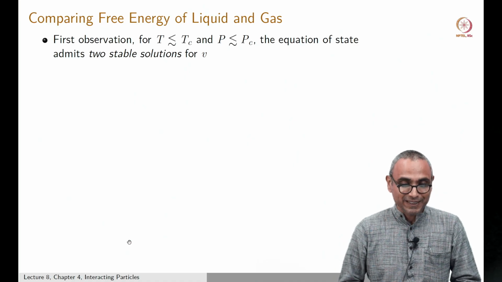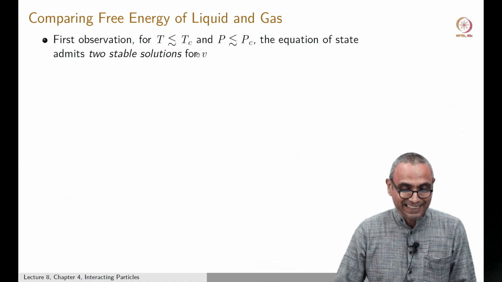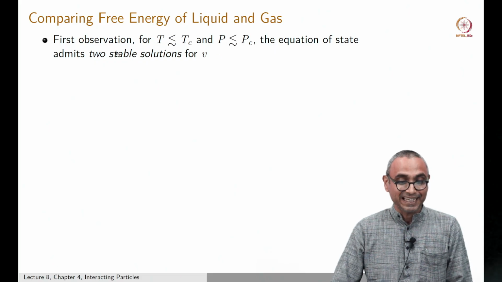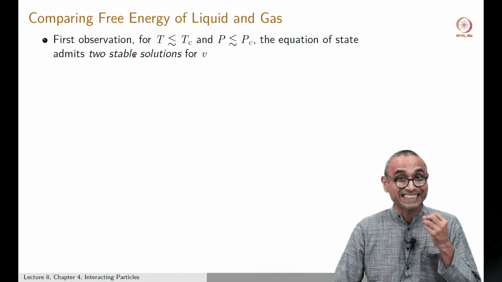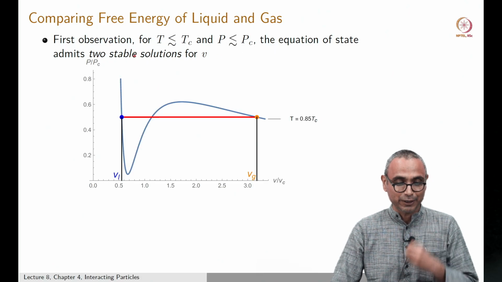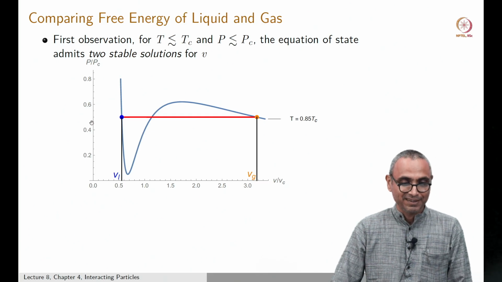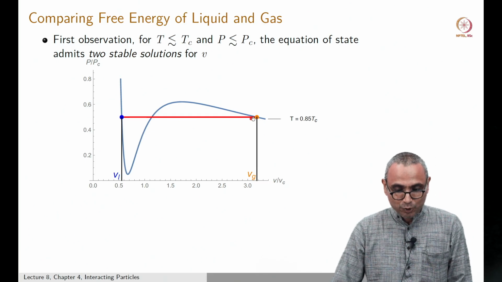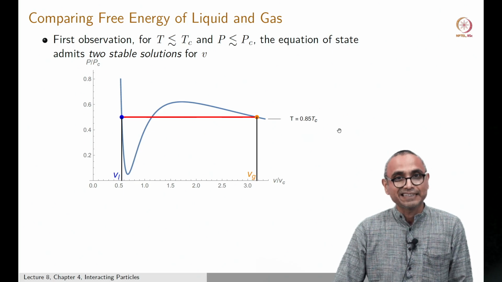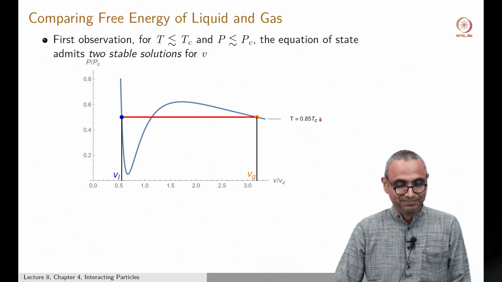So the first observation is that for T less than Tc and P less than Pc, the equation of state has two stable solutions. Now let me explain what stable solutions mean. This is the P I have chosen, and the temperature I have kept at 0.85 Tc. So we are below Tc.